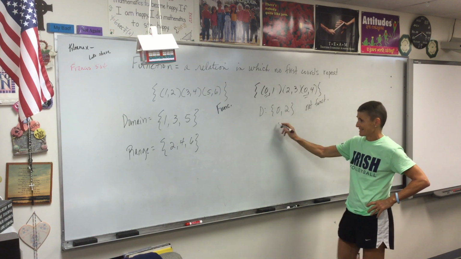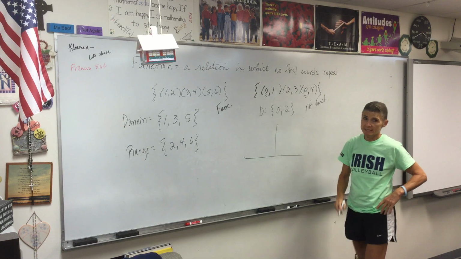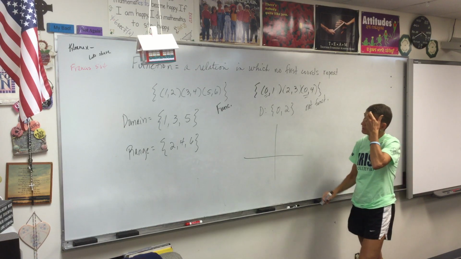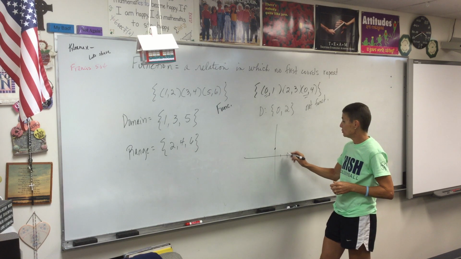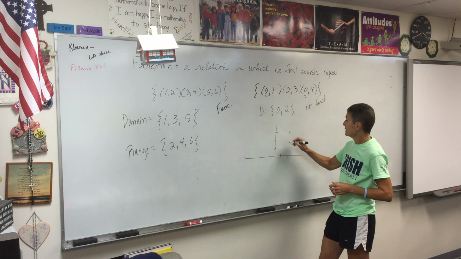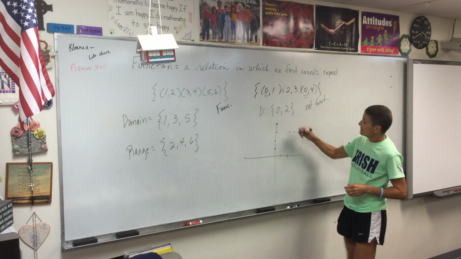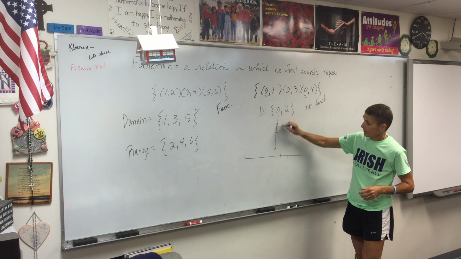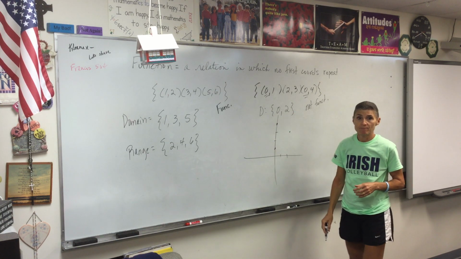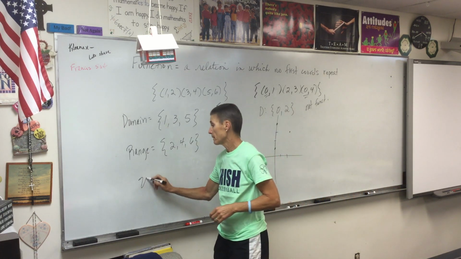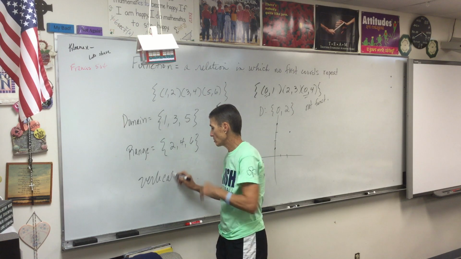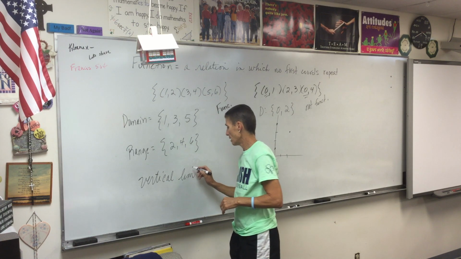And if you sketched this one, you would see clearly why it's not a function. We have the point 0, 1, the point 2, 3, and the point 0, 4. See these 2 points right here? They lie in the same vertical line. And what do you know about testing for functions? They have to pass what's called the vertical line test.